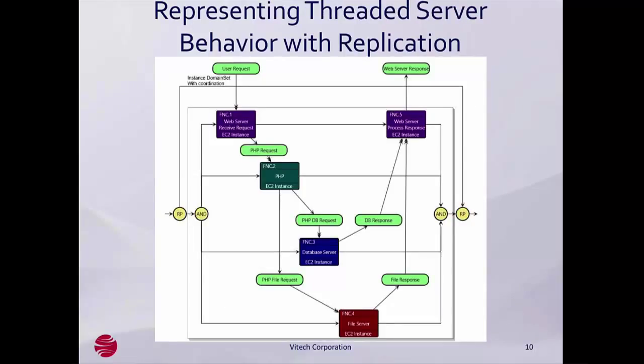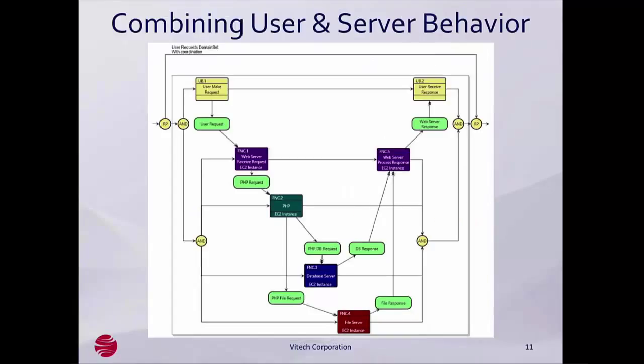The threaded behavior of our Moodle site can be represented using the replicate construct. The 4 branches representing the Moodle server are placed within a replicate construct. As both the user and Moodle server have concurrent behavior, I have represented them within the same replicate construct in our example model.